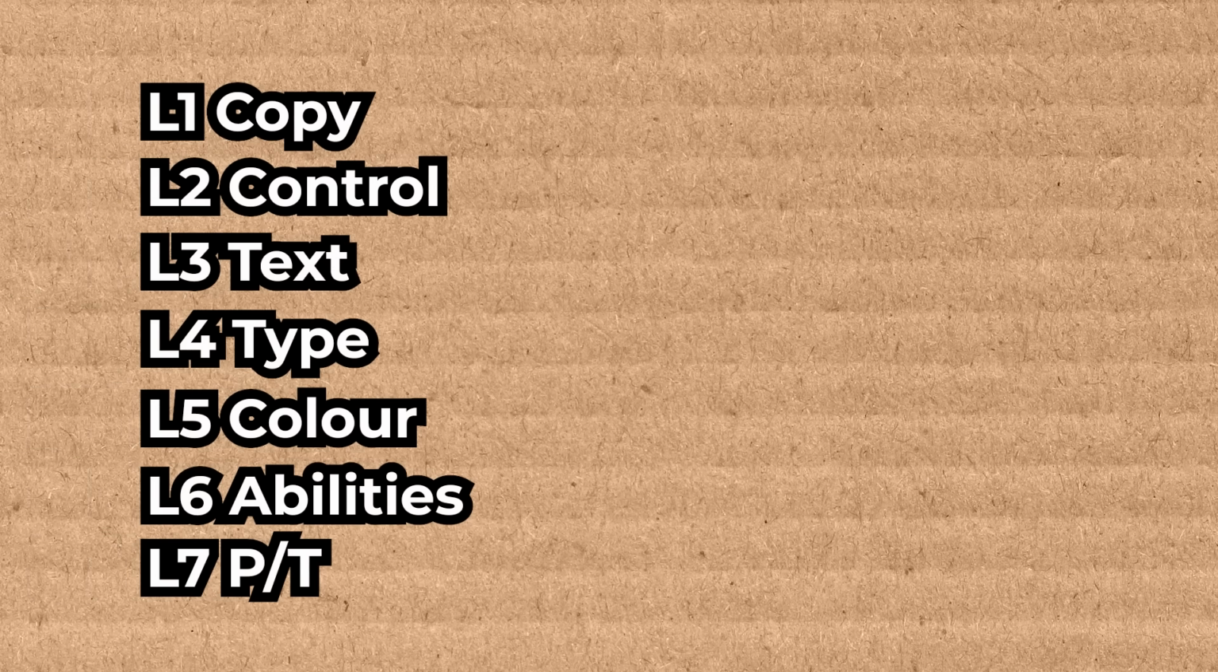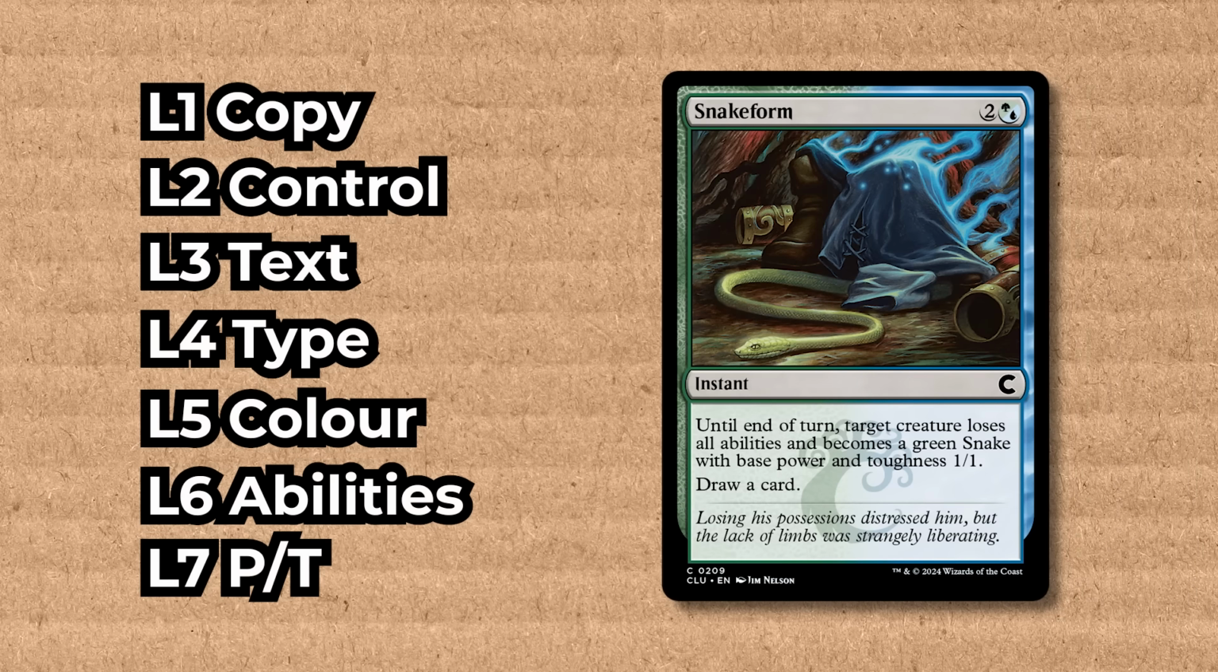Whew. So that's the 7 layers. It's also worth noting that yes, a single card can affect multiple layers. For example, Snake Form has continuous effects on layers 6, 5, 4, and 7B.